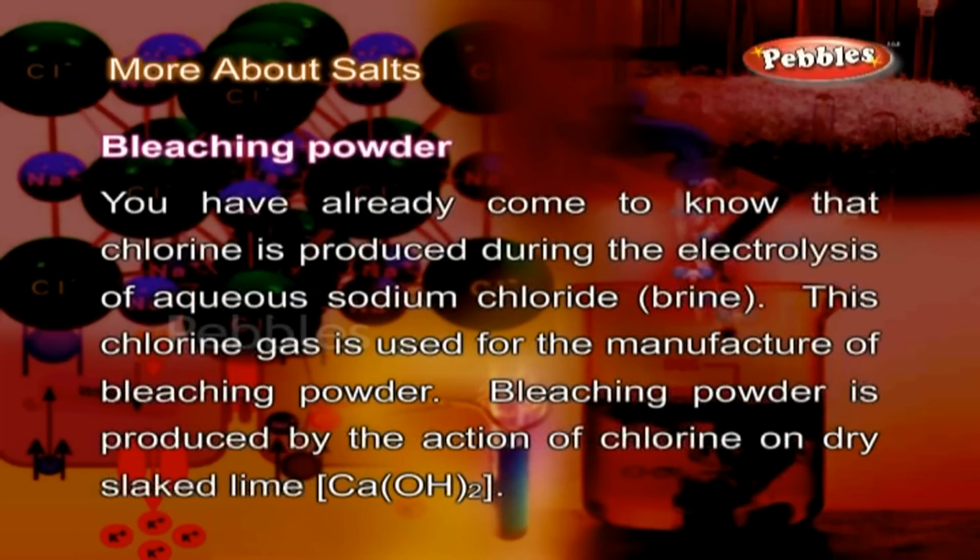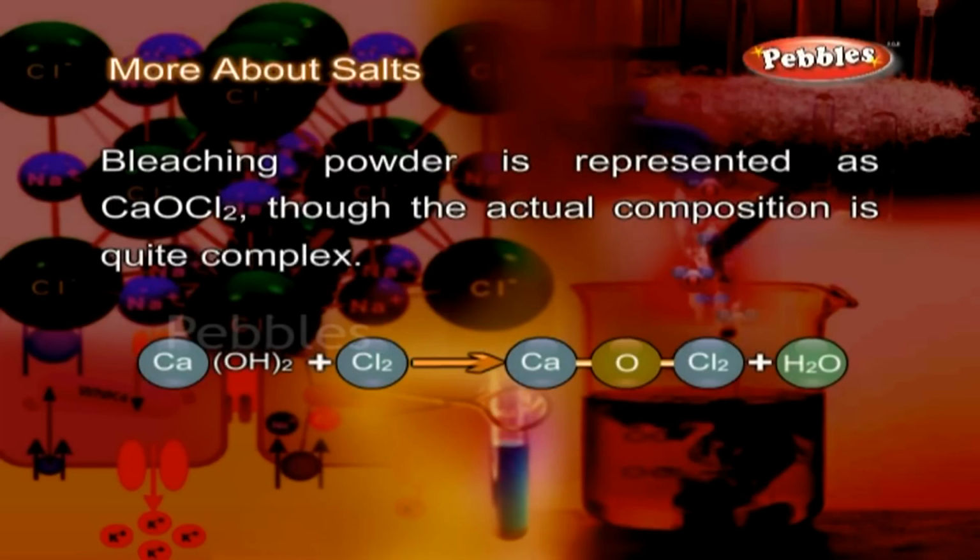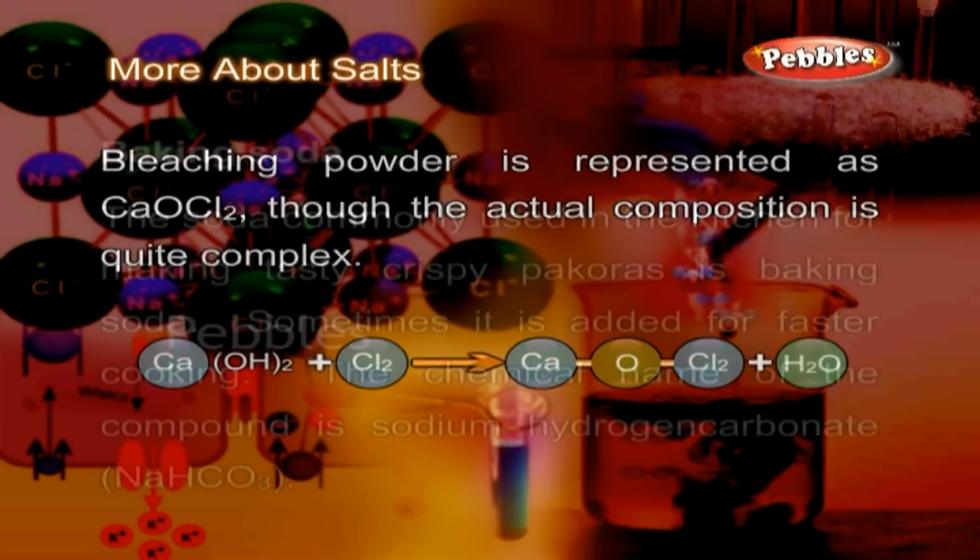Bleaching powder. You have already come to know that chlorine is produced during the electrolysis of aqueous sodium chloride or brine. This chlorine gas is used for the manufacture of bleaching powder. Bleaching powder is produced by the action of chlorine on dry slaked lime, that is Ca(OH)2. Bleaching powder is represented as CaOCl2, though the actual composition is quite complex. Ca(OH)2 + Cl2 gives CaOCl2 + H2O.